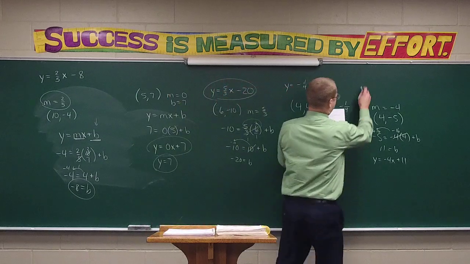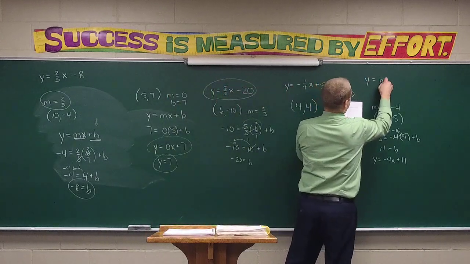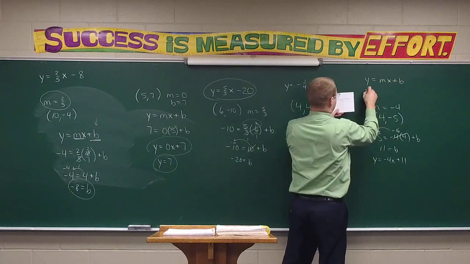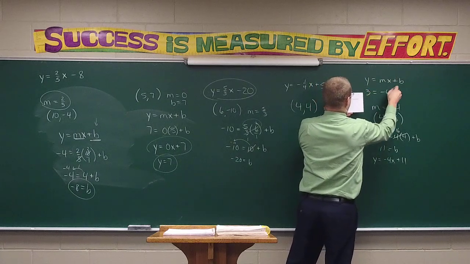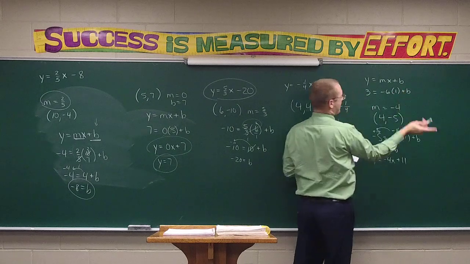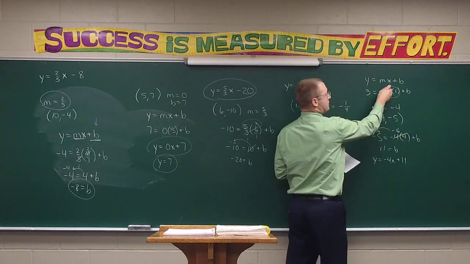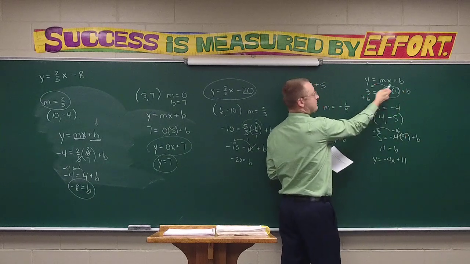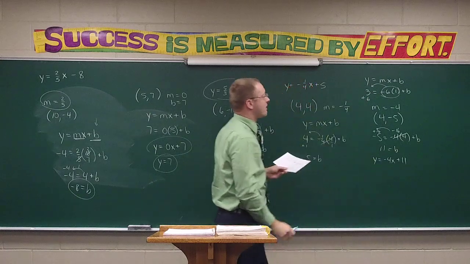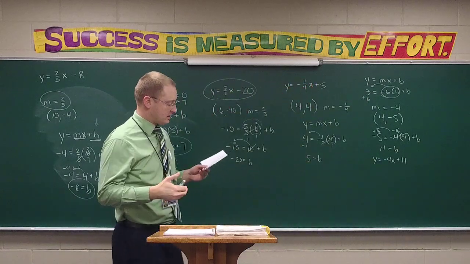So let's go and take a look at it real quick. We've got our y equals mx plus b. You plugged in your 3 equals negative 6 times 1 plus b. I think I know what happened. You saw the negative 6, but instead of moving it as a positive 6, you kept it as a negative 6, and that's where the negative 3 came from. Should have got the 9, so y equals negative 6x plus 9.